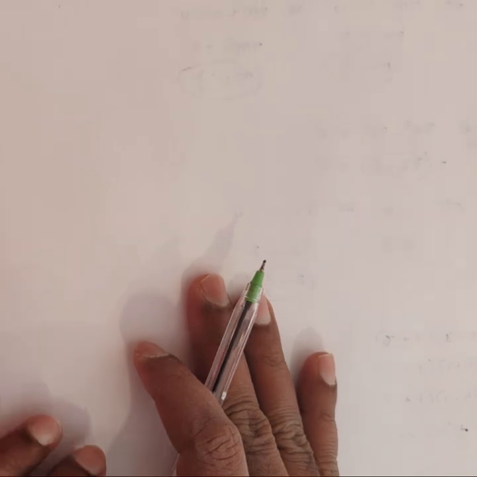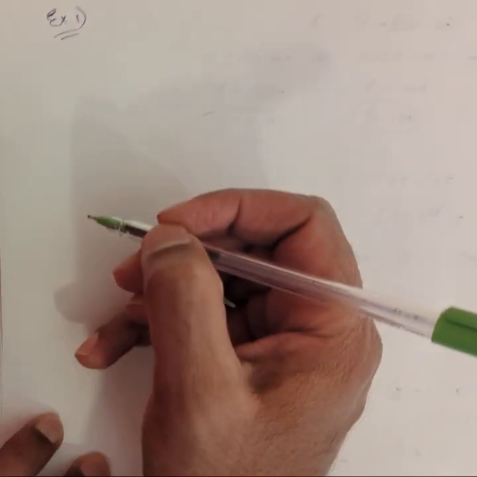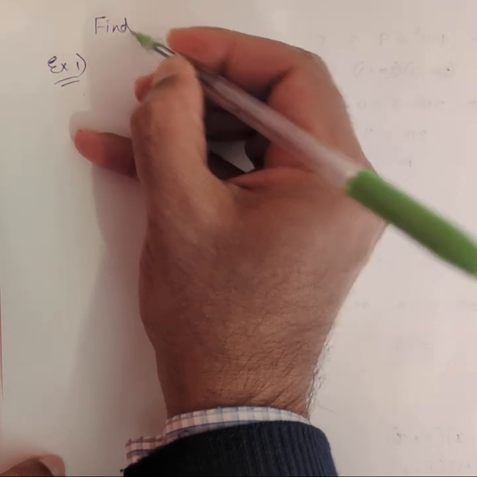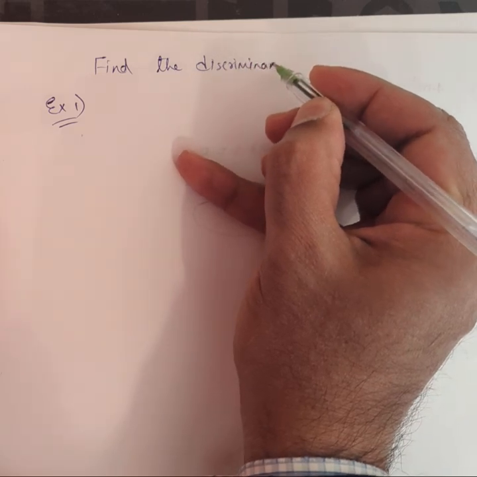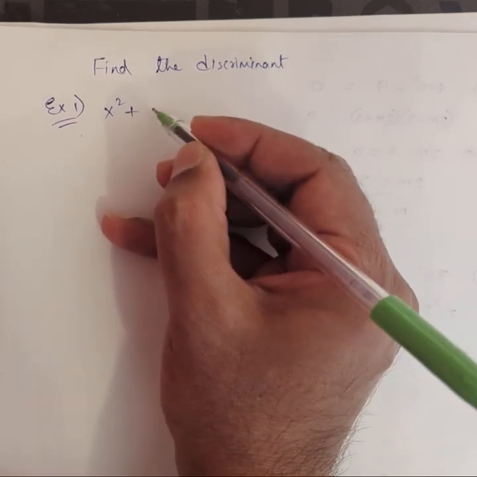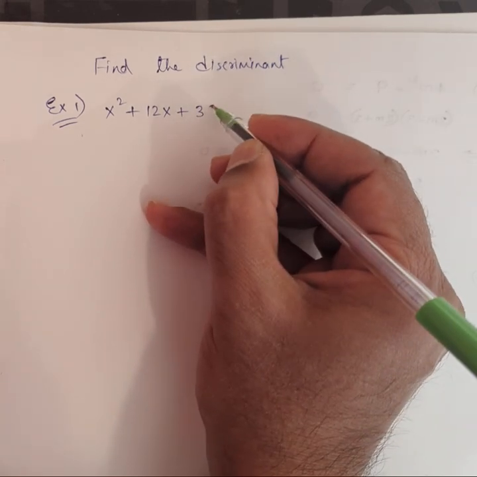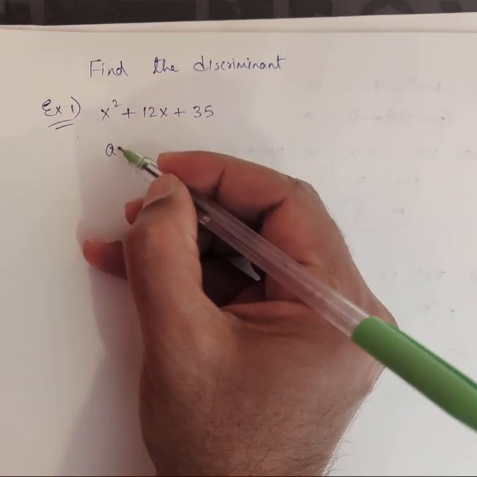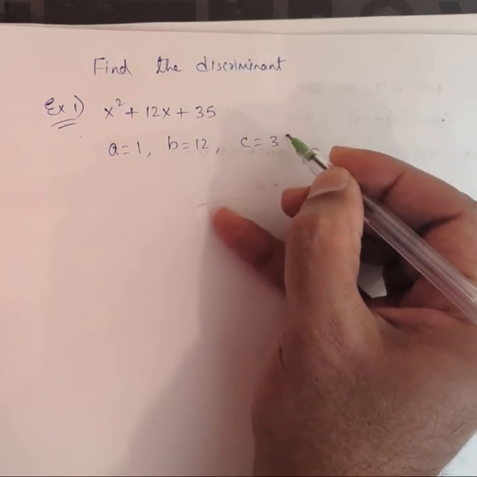So let's write down our first example. Example 1. Find the discriminant, because that's all we'll be doing. x squared plus 12x plus 35. So if you have a quadratic expression like that, then a is 1, b is 12, and c is 35.